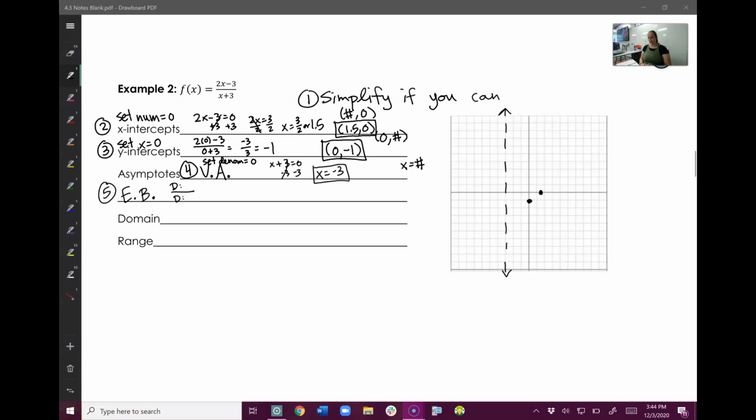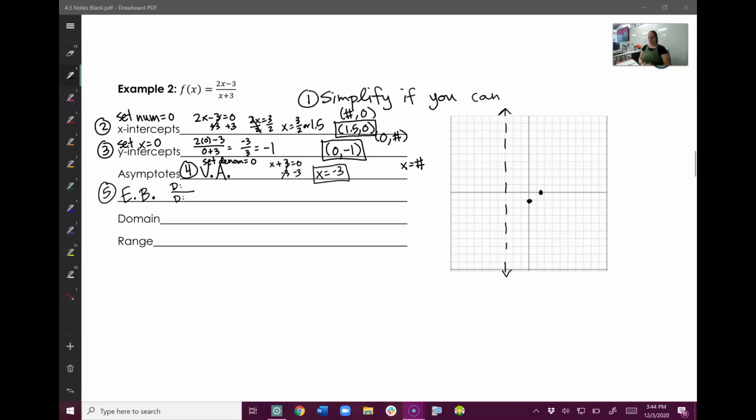Welcome back. Let's see how you did. Our x-intercept should be 1.5 or 3/2, comma 0. I solved it right there if you need to look at it. Y-intercept should be -1, set x equal to 0, so 0 comma -1, and then I graphed my points over here. Vertical asymptote, set the denominator, so we should get -3, and there it is.